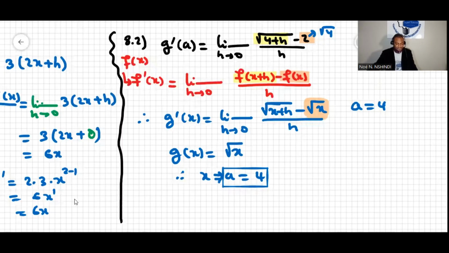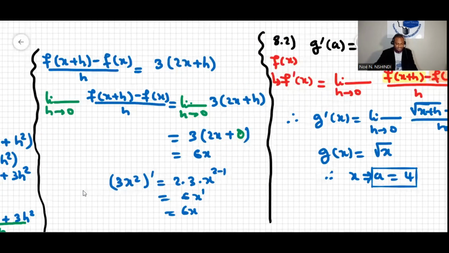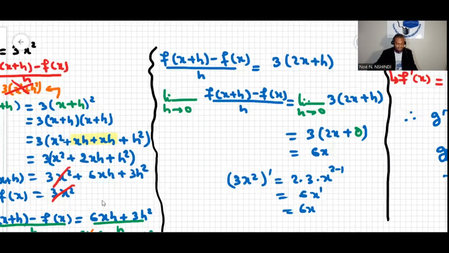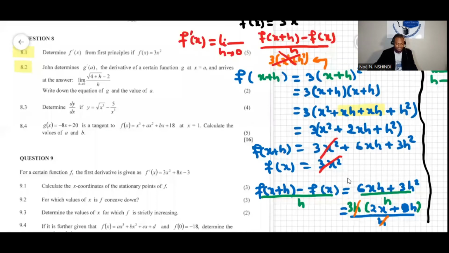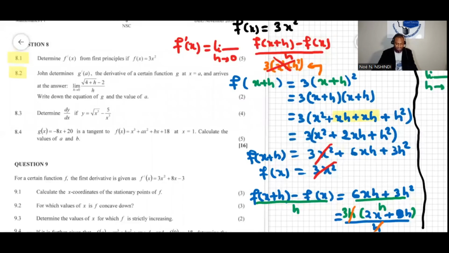Now let's see the following question. The following question is question 8.3. Question 8.3 here says determine dy/dx if y equals square root of x to the power of 3 minus 5 over x to the power of 3. I'm going to move my board over here.